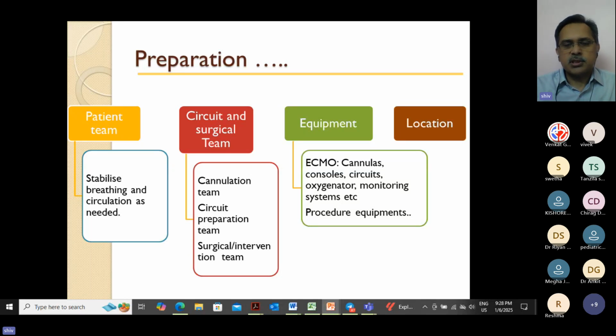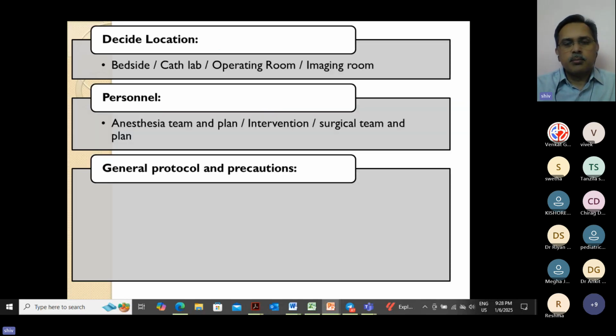And then, of course, we have to decide on the location. Most of the time it is preferable to do these procedures at the bedside, because then you don't have the risk of transporting this patient, but that may not always be possible. We may have to take some of these children to cath labs for the safe and successful undertaking of the procedures. Sometimes we may have to take them to the operating room or the imaging room, like CT and MR, for us to be able to do these procedures.